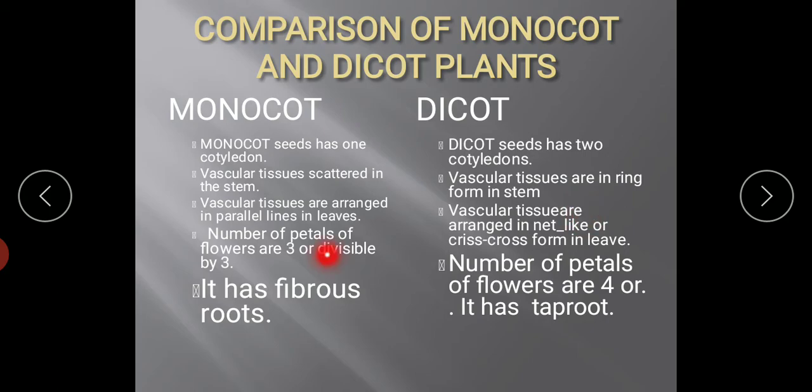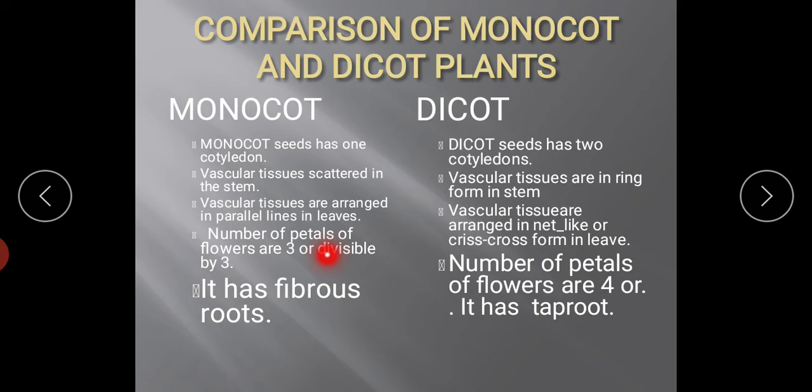The number of petals. Again, flowers of the monocot and dicot are also different from each other. Monocot flowers have 3 petals or a number divisible by 3. Petals are the part of the flower that is colorful, and their function is to attract the insects for pollination.